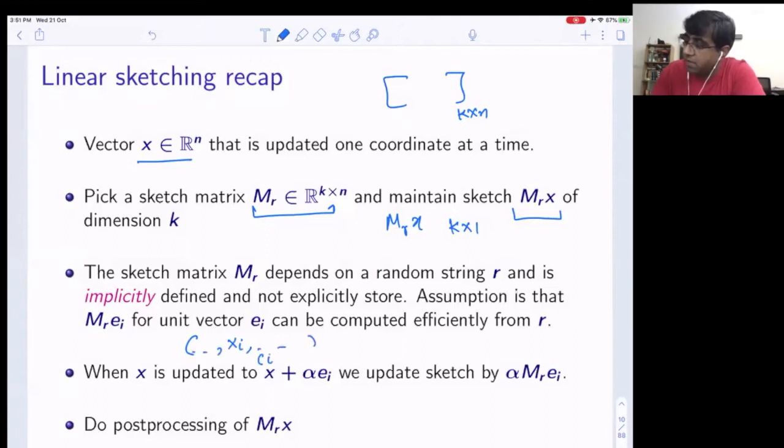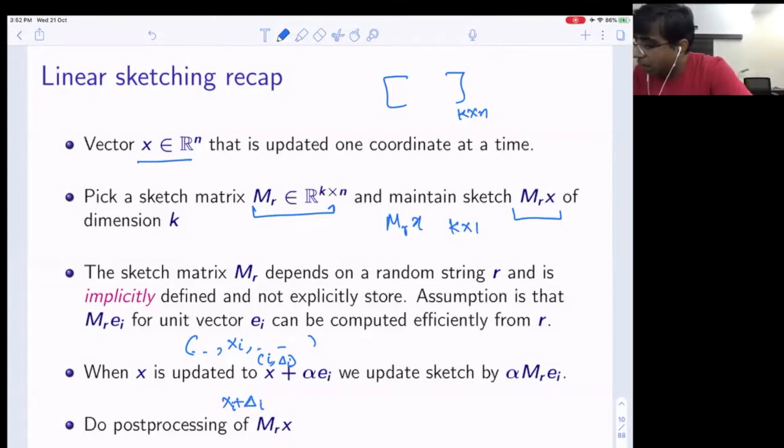So you gave me i and delta. I wanted to make changes x plus delta i. So how are we doing this? What is x plus delta i with respect to this matrix? I think it shouldn't be delta i, let's say alpha. Basically what we were updating was x plus alpha e_i, right?